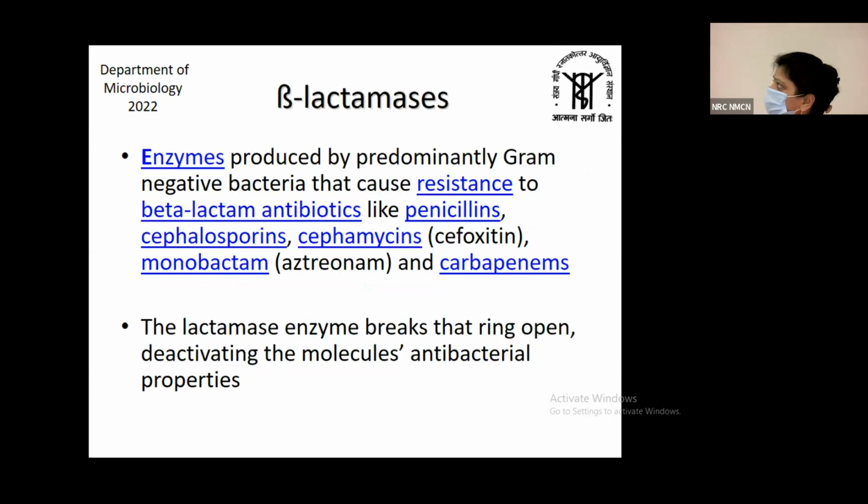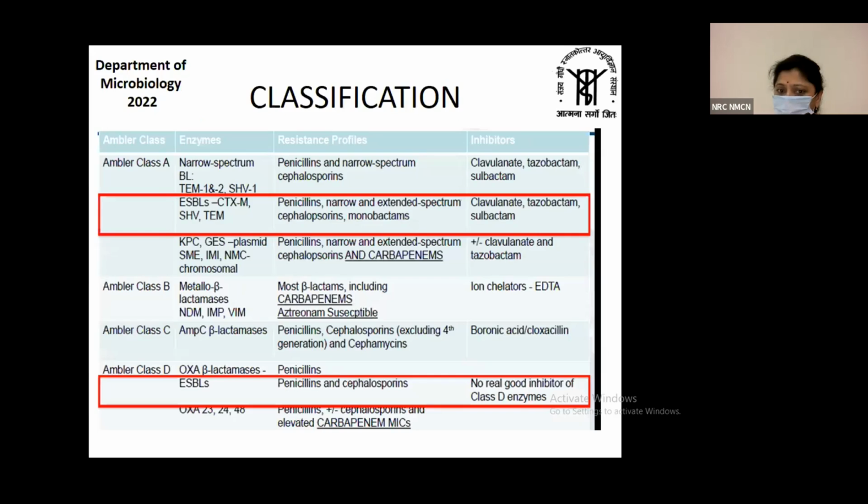So the predominant mechanism among gram-negative pathogens such as E. coli, Klebsiella, Acinetobacter, Pseudomonas are the beta-lactamases. These are enzymes which are going to cause resistance to the antibiotics that we have discussed or represented in the antibiogram. Now just look at this classification. Don't go into the details. There are basically 4 classes of enzymes. These are A, B, C and D.